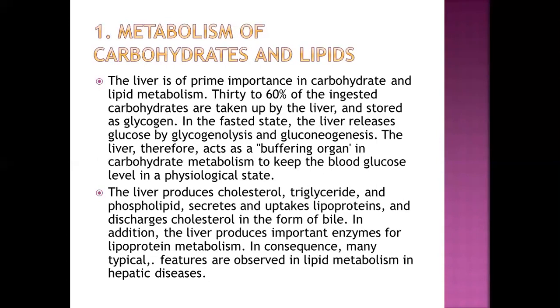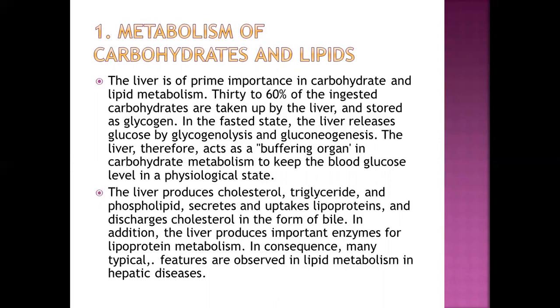In the fasted state, the liver releases glucose by glycogenolysis and gluconeogenesis. These are the two processes of conversion to glucose. The liver therefore acts as a buffering organ in carbohydrate metabolism to keep the blood glucose level in a physiological state. We have already discussed this example in negative feedback, so you can also touch that topic for this reference.